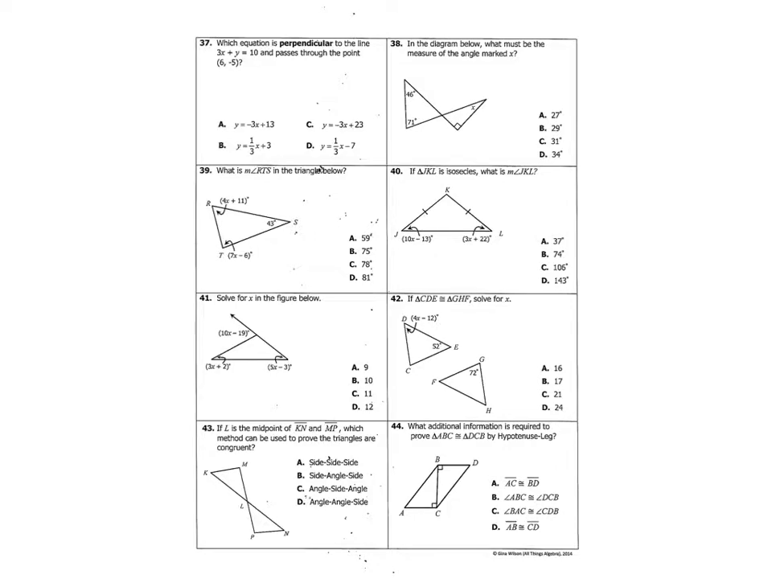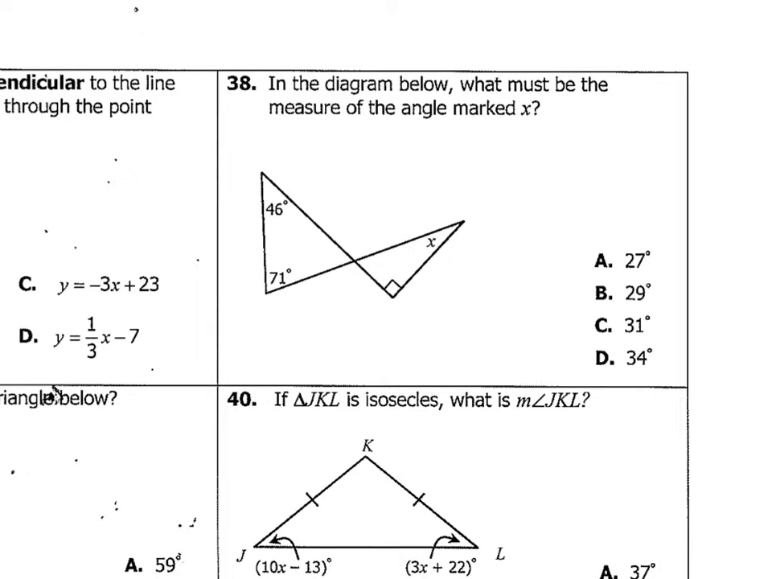Okay, moving on. 38. In the diagram, what must be the measure of x? How many degrees would this be? Here's what you're going to do. First, find how many degrees are in this angle right here. You've got these two. Add them together and subtract them from 180, because there's 180 degrees in every triangle. That'll give you this one.